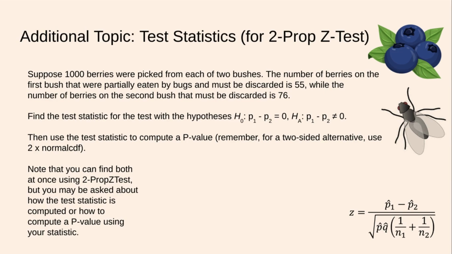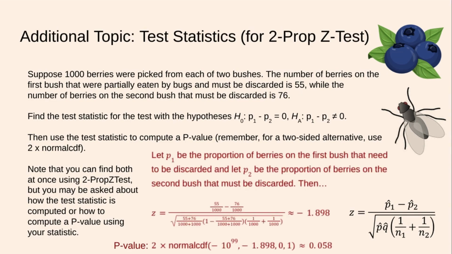You're familiar with that. And we need to remember we're working with a two-sided alternative, so we do 2 times the normal CDF of all our usual inputs. But because of what we're practicing, we're not going to take the easy route of just putting things into 2 prop z-test and having the calculator do everything. All right, I want to prepare you for everything that you might see. So we're going to let P1 be the proportion of berries on the first bush that need to be discarded, and we're going to let P2 be the proportion of berries on the second bush that must be discarded. Then our z-test value is this complicated mess right here.